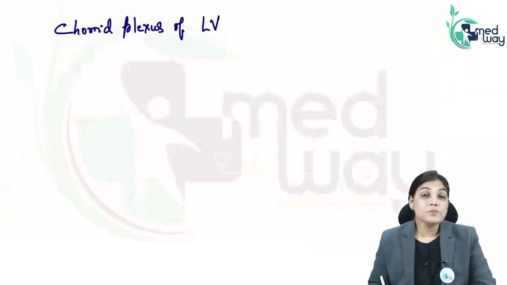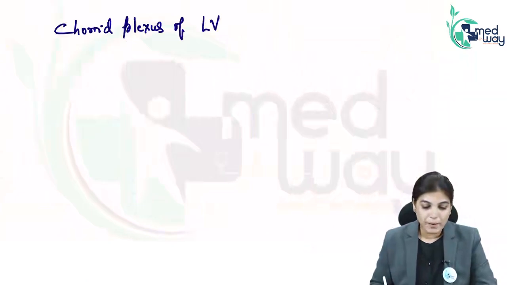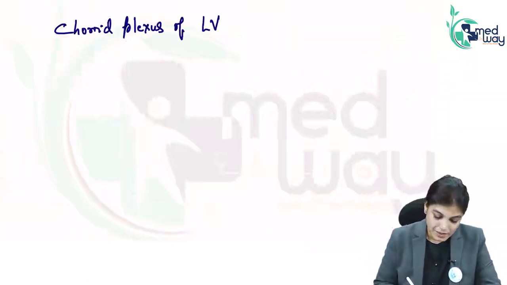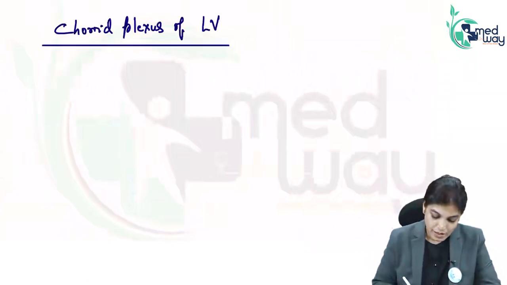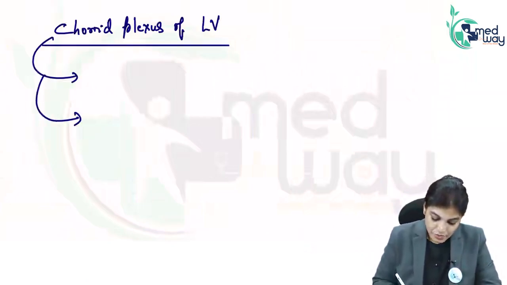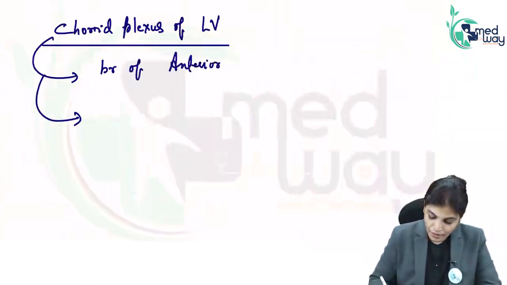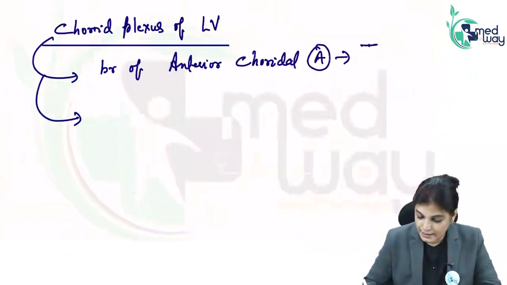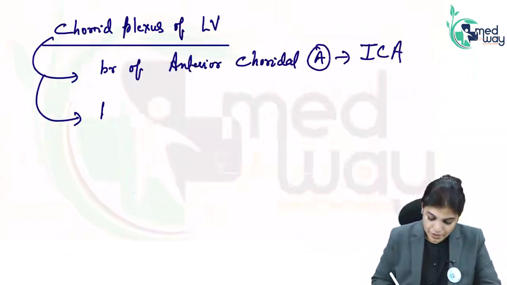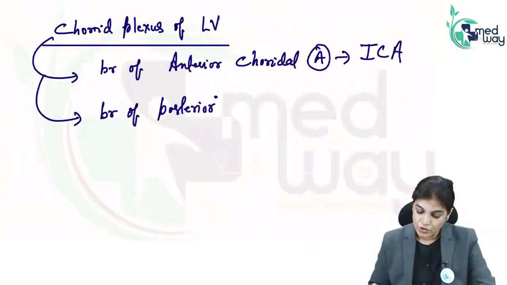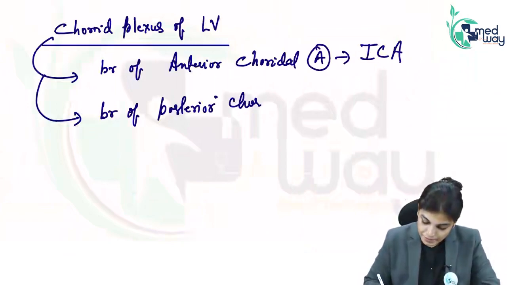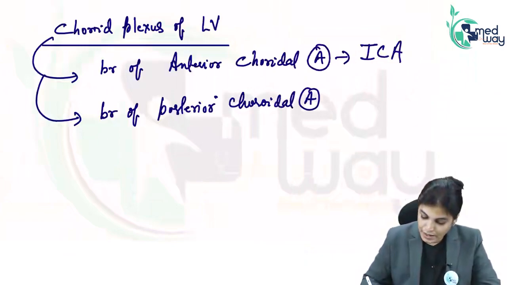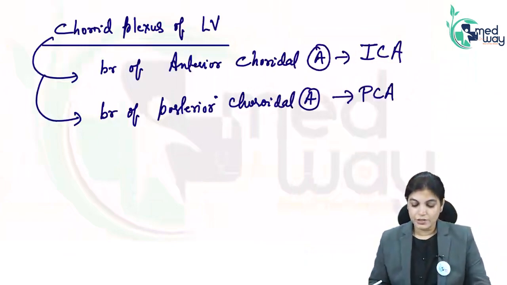So if we look at the most medial part, the floor is occupied by choroid plexus, and the choroid plexus of the lateral ventricle is derived from two sources. It is formed by the capillary branches of the anterior choroidal artery, and here the anterior choroidal artery is a branch of ICA, the internal carotid artery. Also from the branch of the posterior choroidal artery, and we know that the posterior choroidal artery is a branch of the posterior cerebral artery, that is PCA.